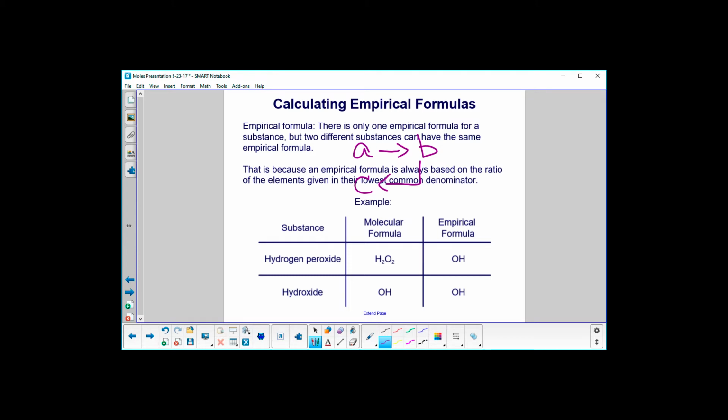So here's an example. You don't have to worry so much about this. Hydrogen peroxide is H2O2. We divide both of those subscripts by 2, and we come up with an empirical formula of OH. However, hydroxide already is in a lowest common denominator, which is also OH. So that implies that, and this implies this, and there we go.